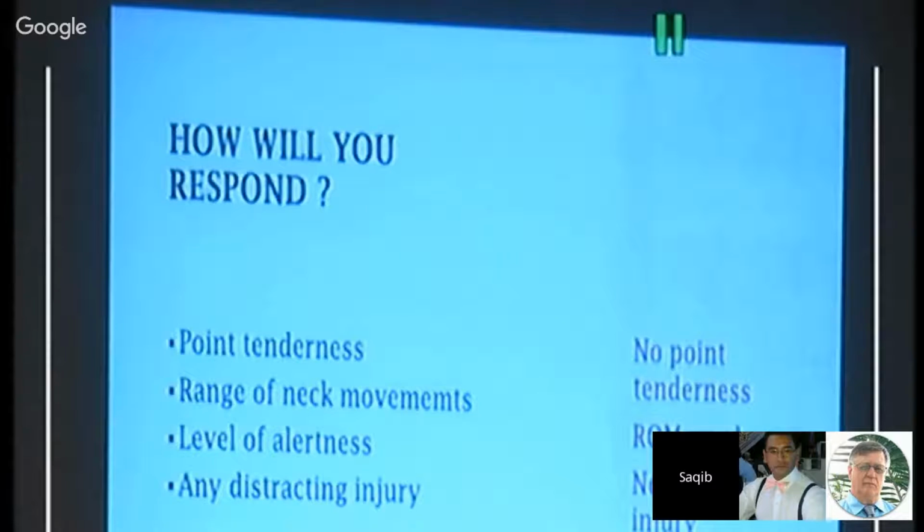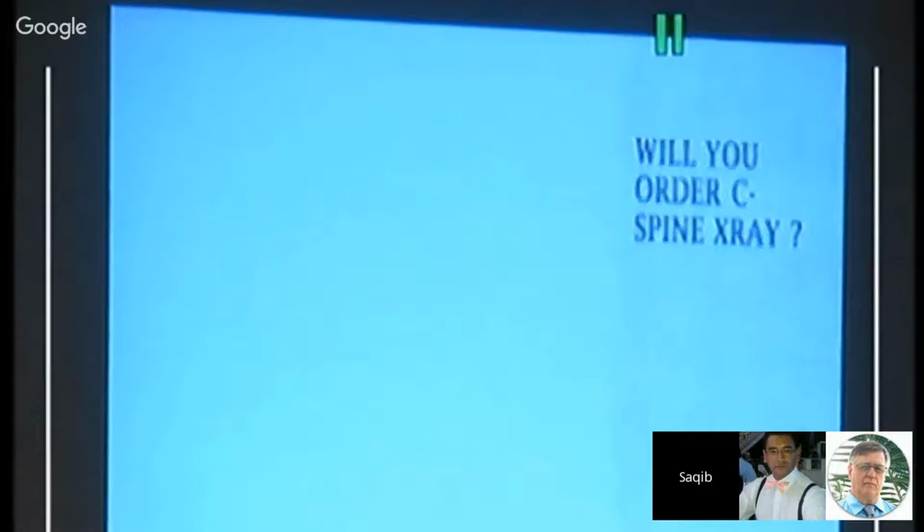Now, there was no point tenderness. The movements were good. He was found alert and oriented. Now, my question is, would you order a cervical spine X-ray?